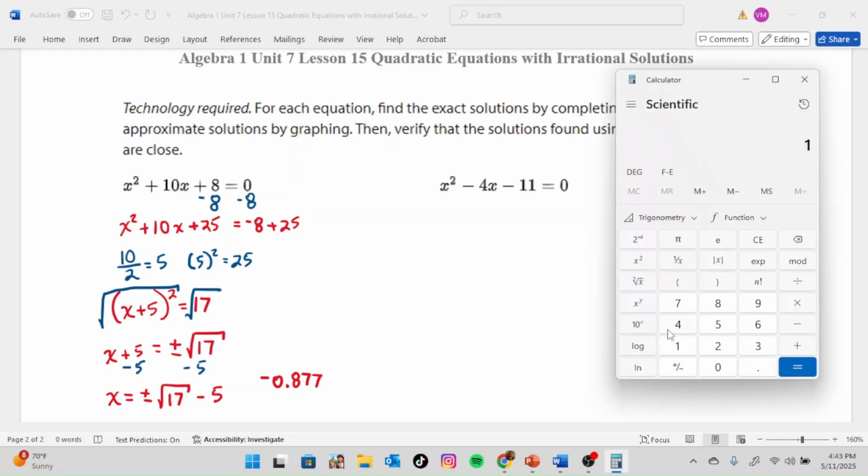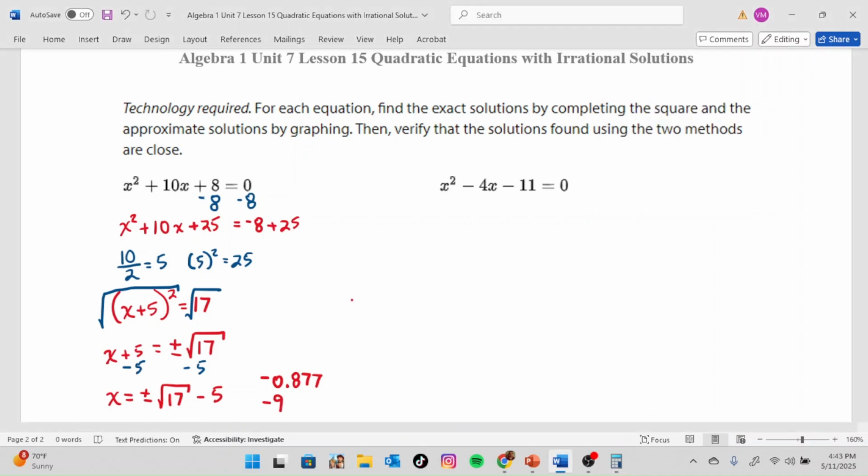Now let's do it if we take 17, the square root of it. Now let's make that negative. Now we subtract the 5, and we get negative 9.123. So these are the approximate answers of the accurate answer we have, leaving it in its radical form.